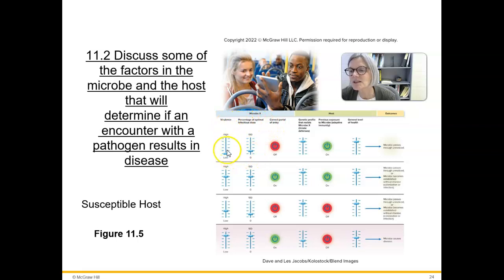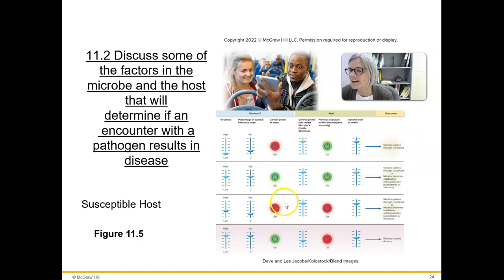And so if the organism has very low virulence and you've only been exposed to a very small percentage of the infectious dose, and the correct portal of entry has not been accessed by the pathogen, the likelihood that you're going to get sick is very low, even if the person is susceptible to that. But in this case, they're saying if the virulence is low, you get exposed to very little of it, it didn't get to the right portal of entry, and the person has antibodies and they're healthy, they're not likely to get sick.